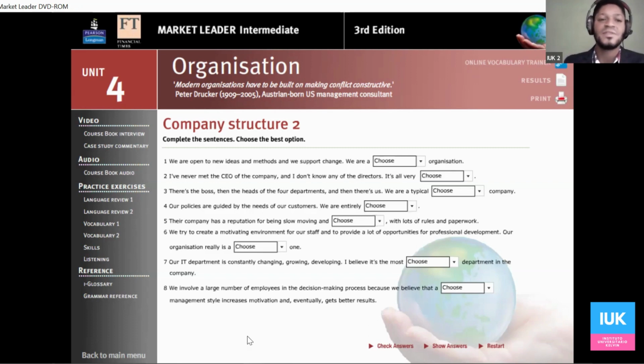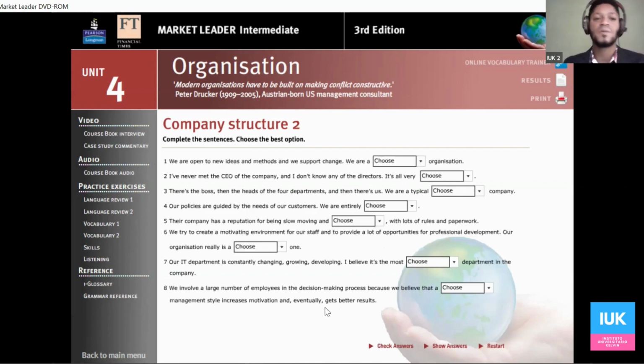5. Their company has a reputation for being slow-moving and dash with lots of paperwork. Bureaucratic or conservative? What's the word for it? When a company makes decisions slowly because there are a lot of people to talk to and a lot of consent to be given.